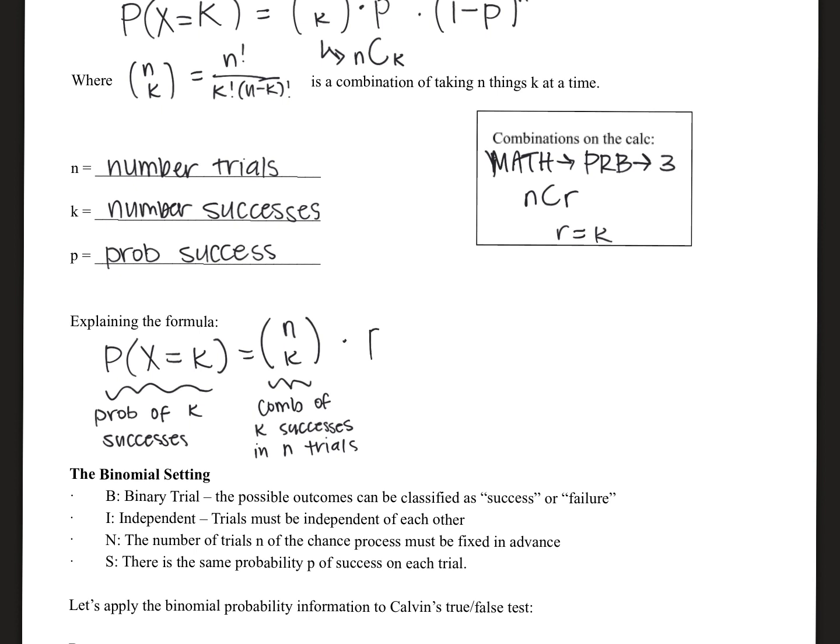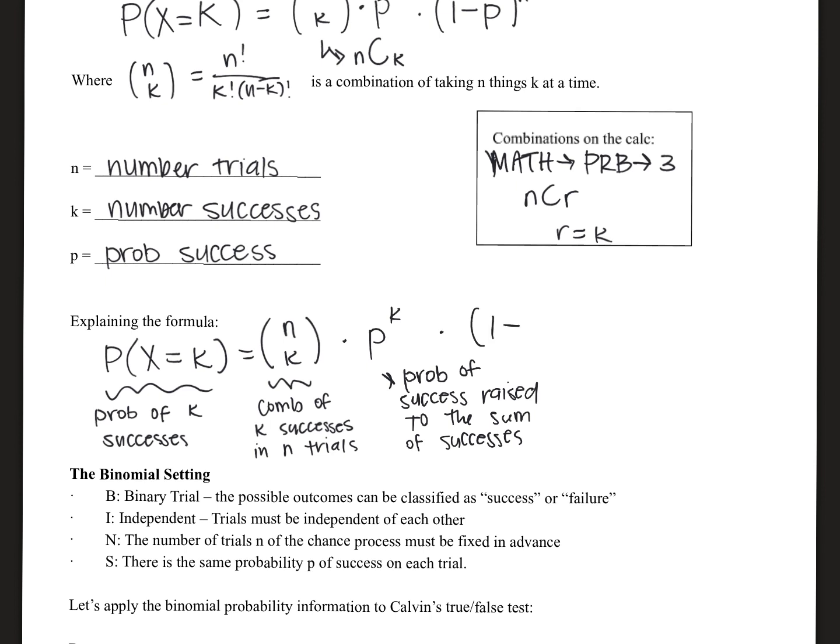Then times p to the k. So this is the probability of success raised to the number of successes. So if I'm looking at, all right, what's the probability, I do the 3, I would have to take the probability and multiply it by itself 3 times. So that's why we raised it to the exponent.